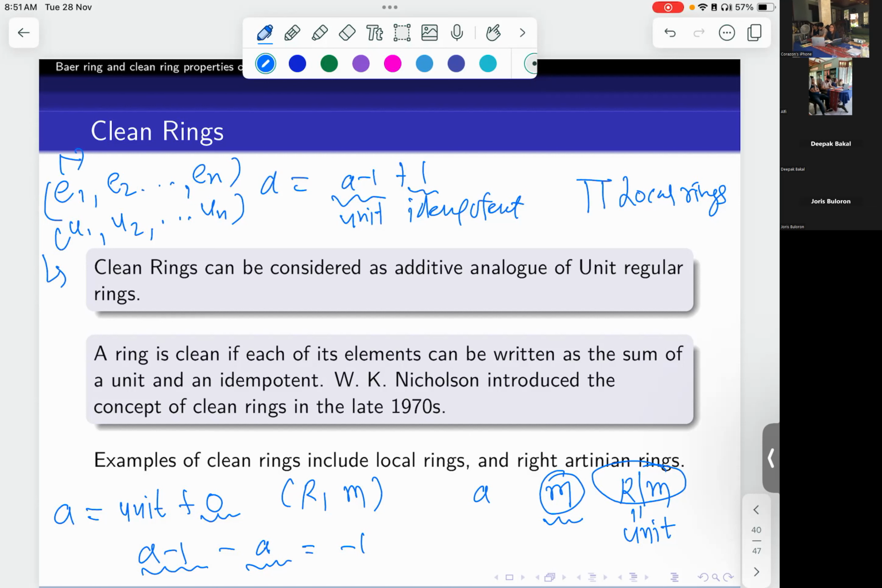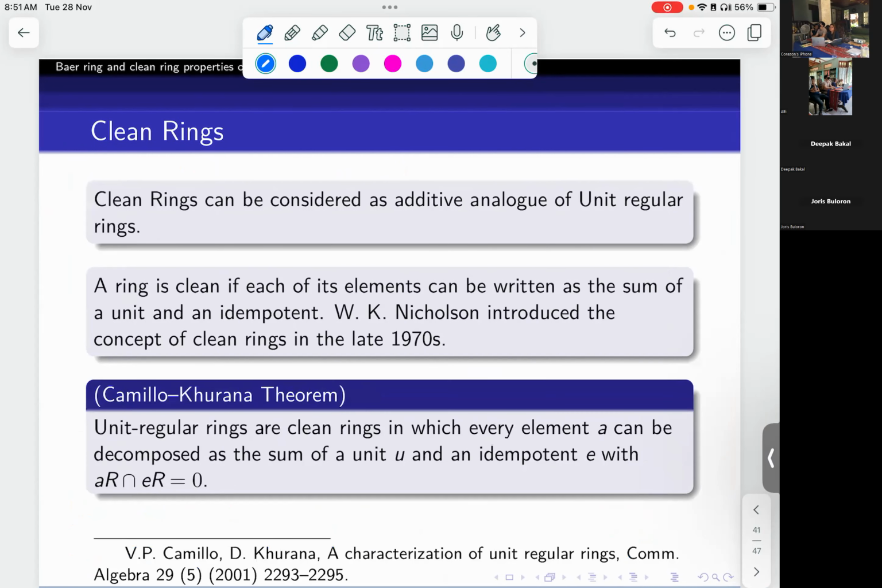Artinian rings are such rings. Products of local rings include Artinian rings as special cases, so Artinian rings are also clean rings. And matrices over clean rings are clean. So that also gives examples of clean rings.